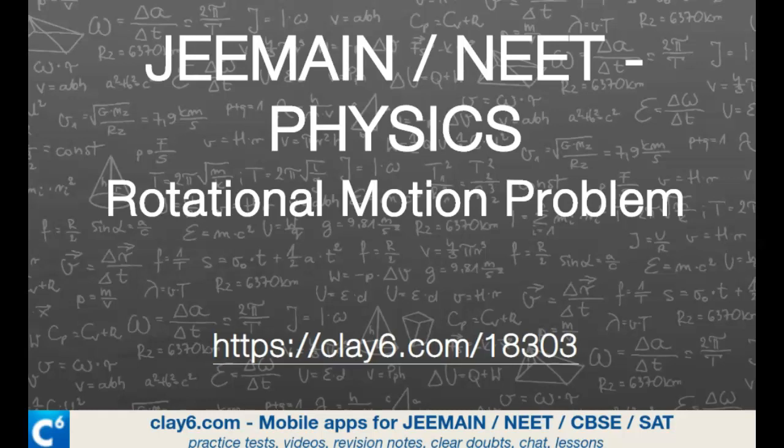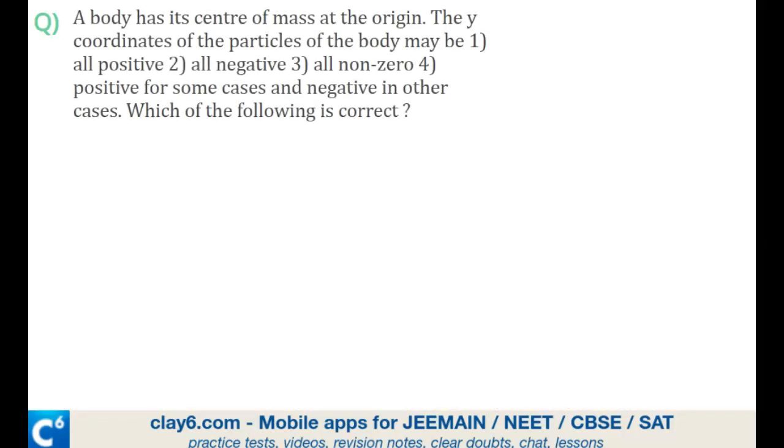A very simple problem in rotational motion, just dealing with the definitions. The body has its center of mass at the origin. The y coordinates of the particles of the body may be: one, all positive; two, all negative; three, all non-zero; or four, positive for some cases and negative in other cases. Which of the following is correct?